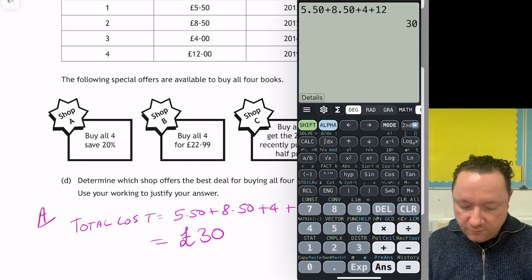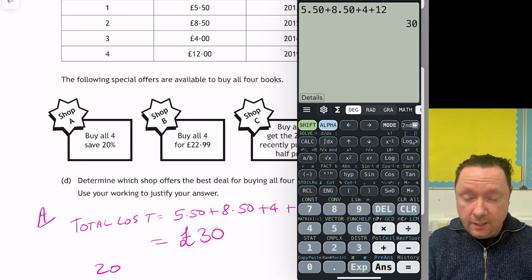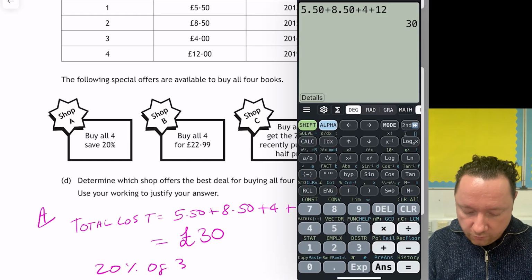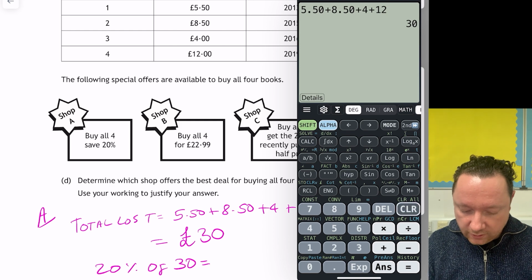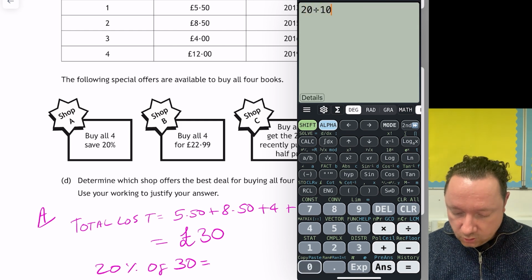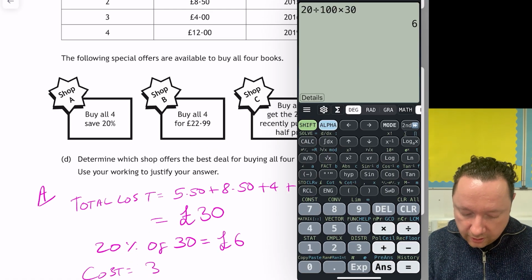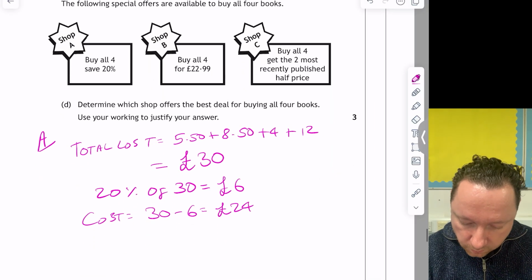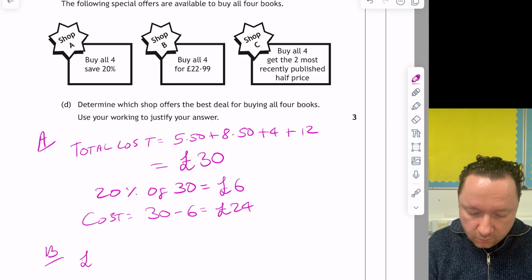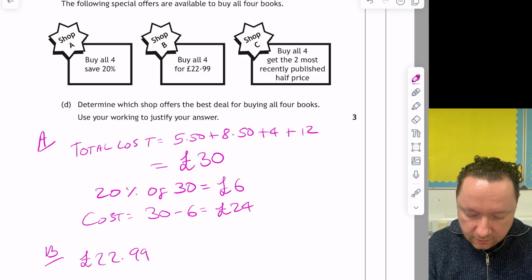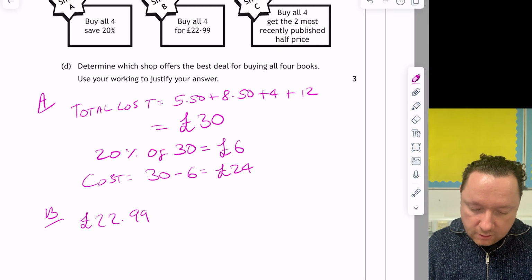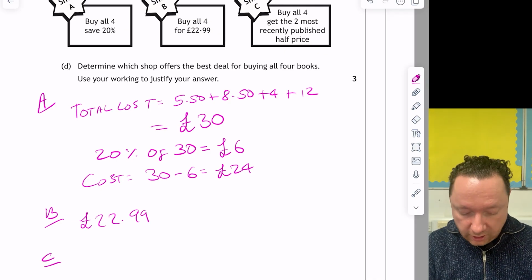And it says save 20%. So I need to take 20% away. So 20% of £30. There's a couple of ways to do this. It's a quick way, but I'll just do it the short way. 20 divided by 100 times 30. So you save £6. So the cost is 30 minus 6, which is £24. So there's Shop A. B, we already know is just £22.99. So we don't need to do anything. So that's so far the cheapest, but we need to check C.